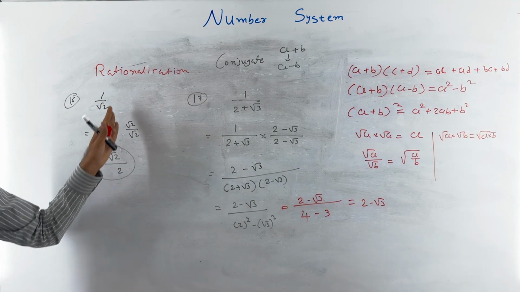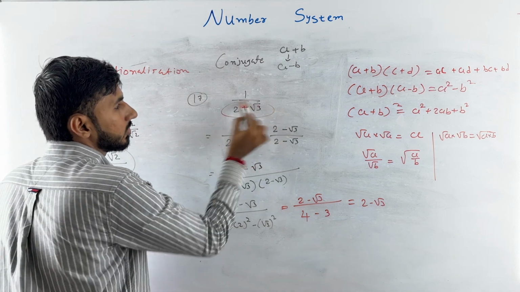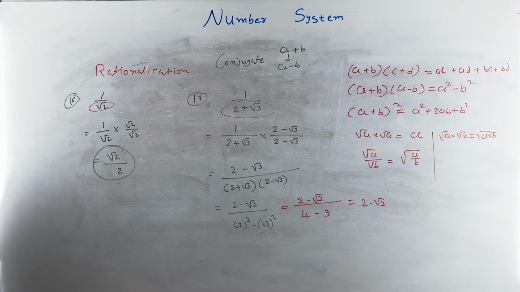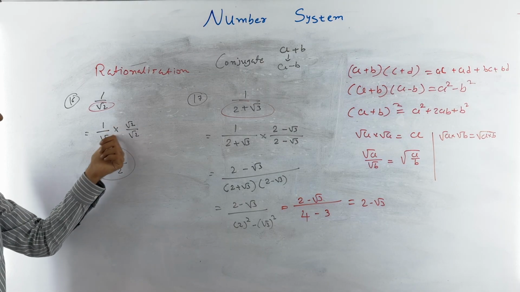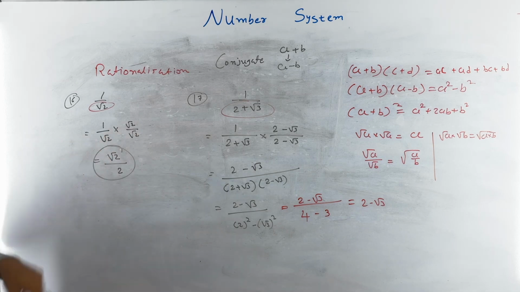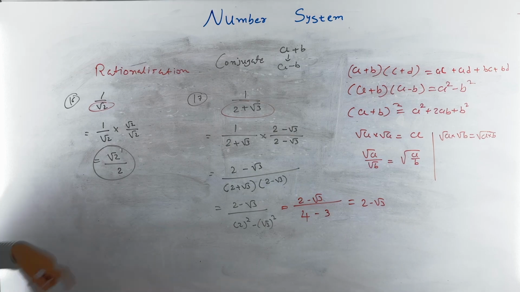What I have said is, here I have a monomial, and here I have a binomial. So for a monomial, you can rationalize the number just by multiplying and dividing it by the same number as the denominator, right? Here I have root 2, so I have multiplied and divided it by root 2. So I got a rational number in place of the denominator. This will be easy for us to solve.